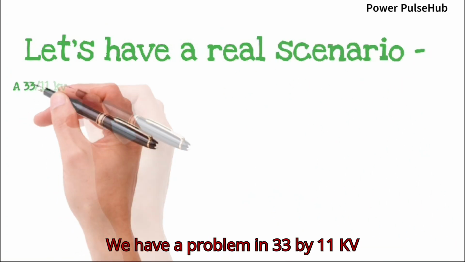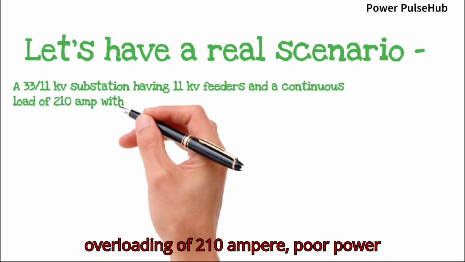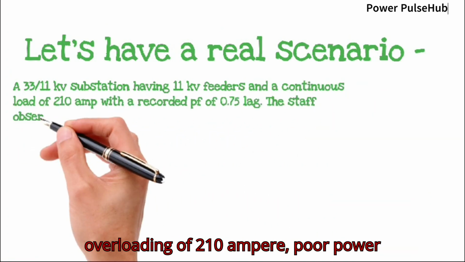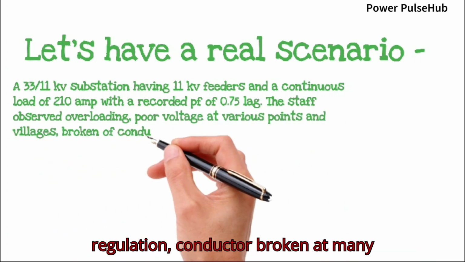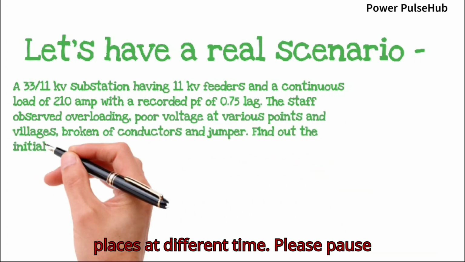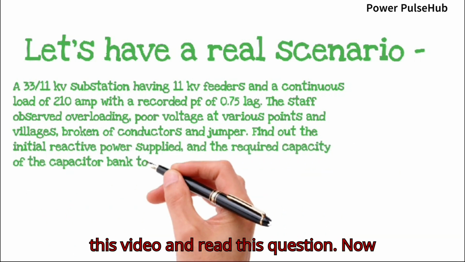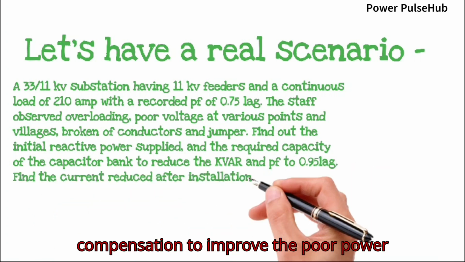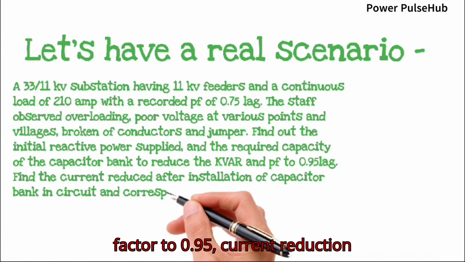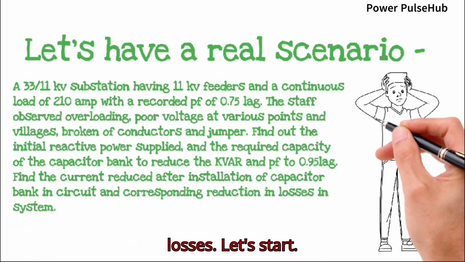We have a problem in a 33/11 kV substation where a feeder observed an overloading of 210 ampere, poor power factor of 0.75, poor voltage regulation, and conductors broken at many places at different times. Please pause this video and read this question. Now we have to find the required capacitor compensation to improve the poor power factor to 0.95, the current reduction in the feeder, and the corresponding reduction in losses.